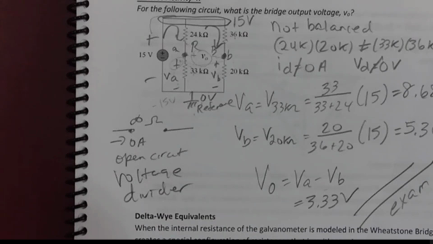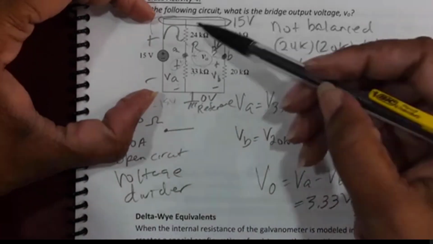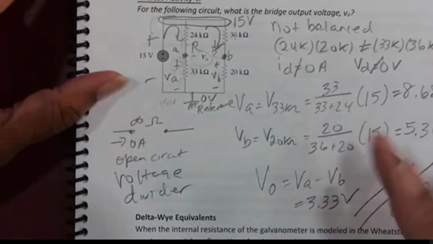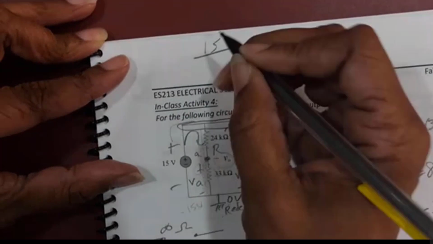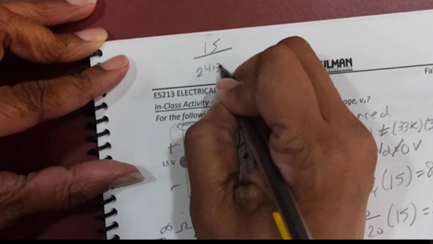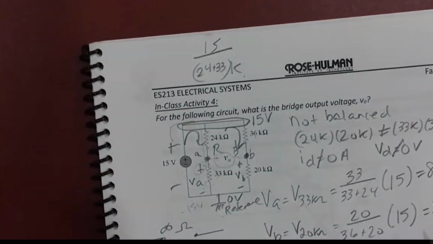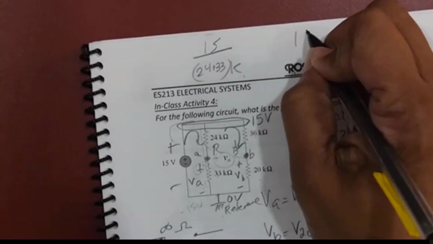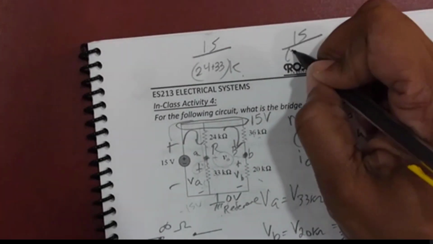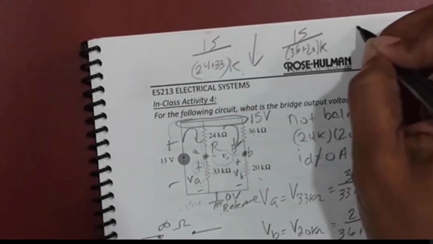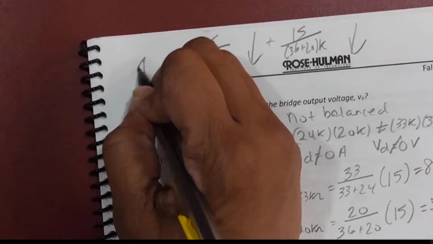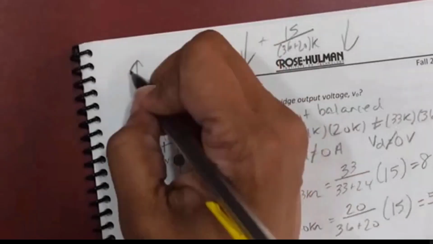You want to calculate the current? The current's actually easy. Let's do that. Let me tell you why the current is easy. Because this 15 volts is across these two, the current right here is 15 divided by 2.24 plus 33K, right? And then the current over here is 15 divided by 36 plus 20K. If I add those two currents together, that gives me the current from the source, which is the current through the 15-volt source.